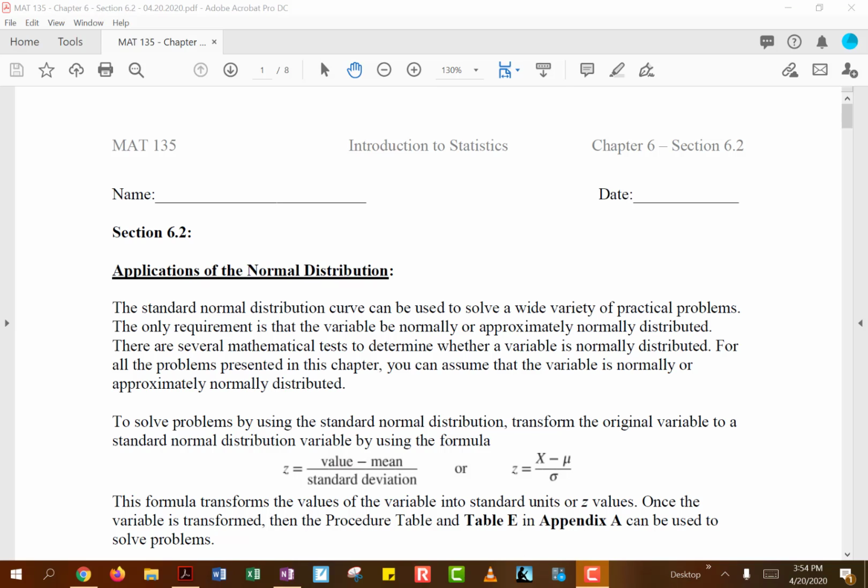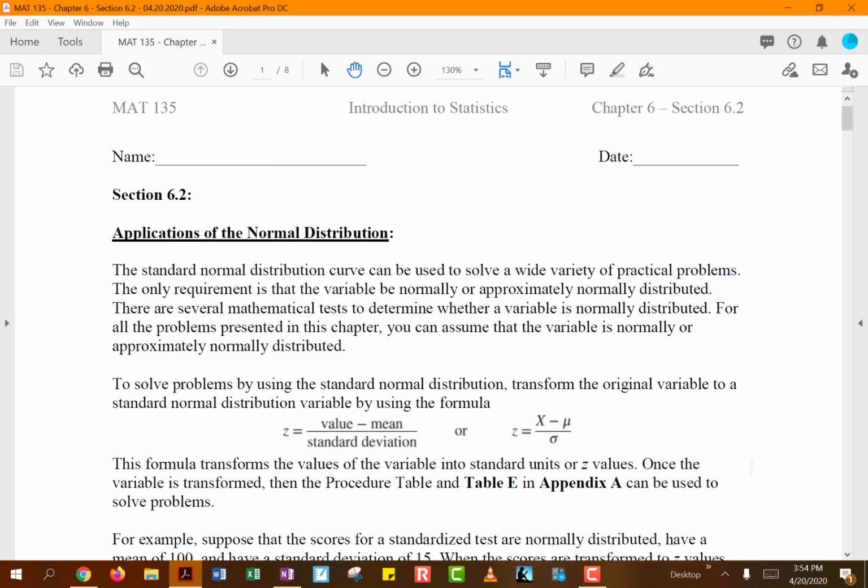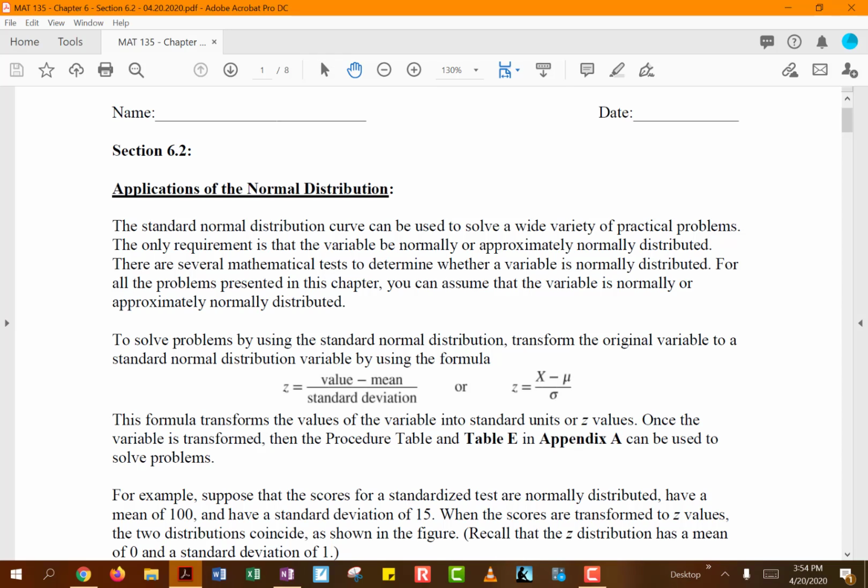Hey everyone, so we're looking at section 6.2 today, and of course, as you can see, we are going to be talking about applications of the normal distribution. So basically, to be able to use the idea of this normal distribution, your only requirement is that your variable has to be normally or at least approximately normally distributed. And you can actually apply this to a wide variety of applications as long as you fulfill this requirement.